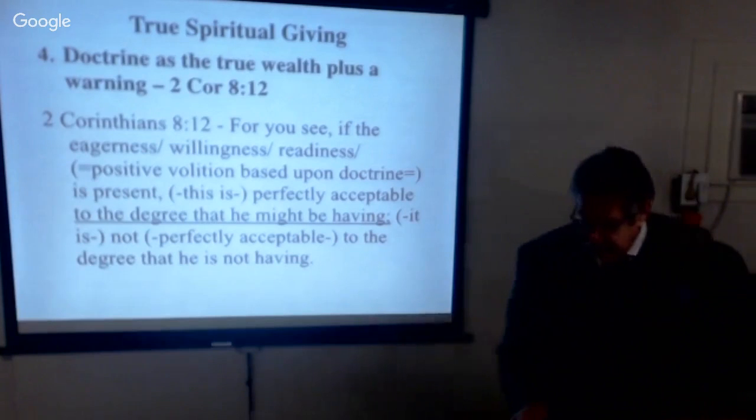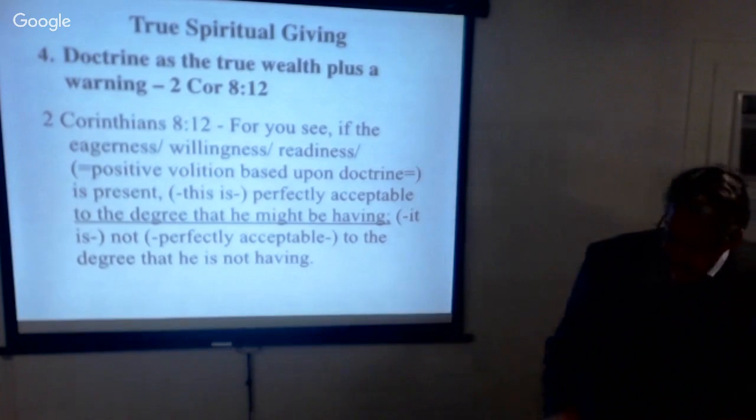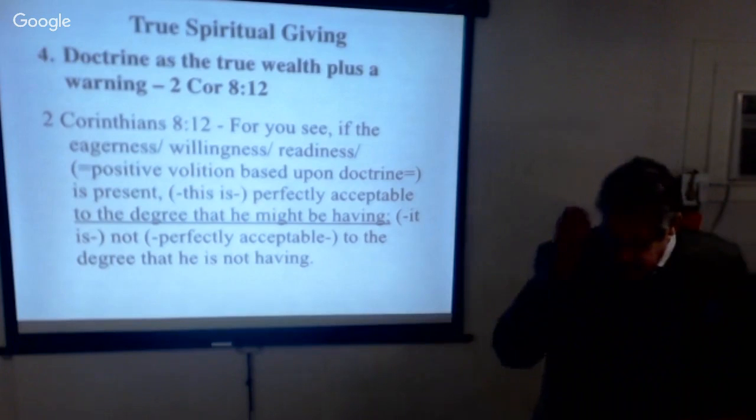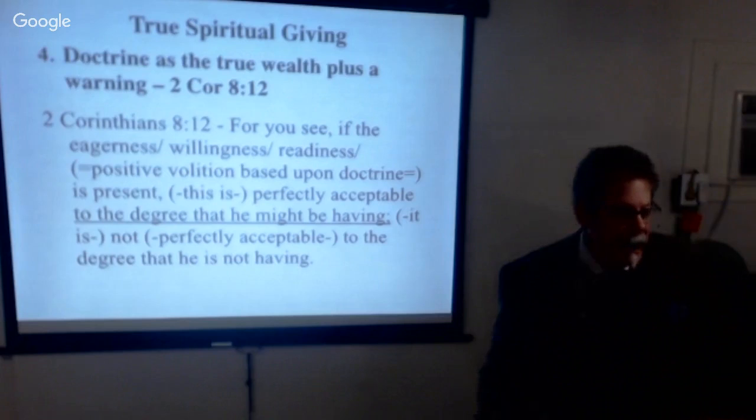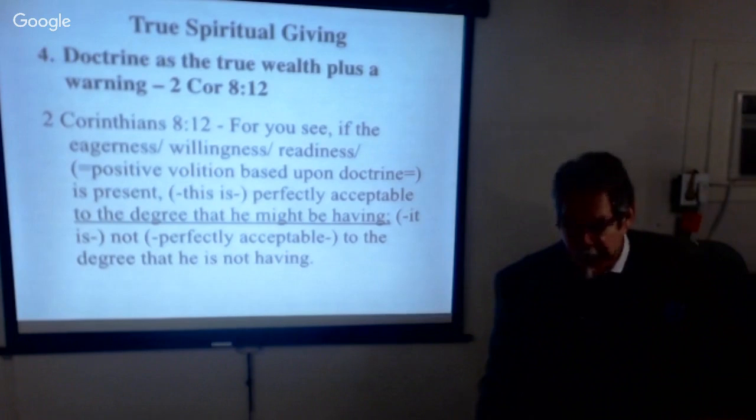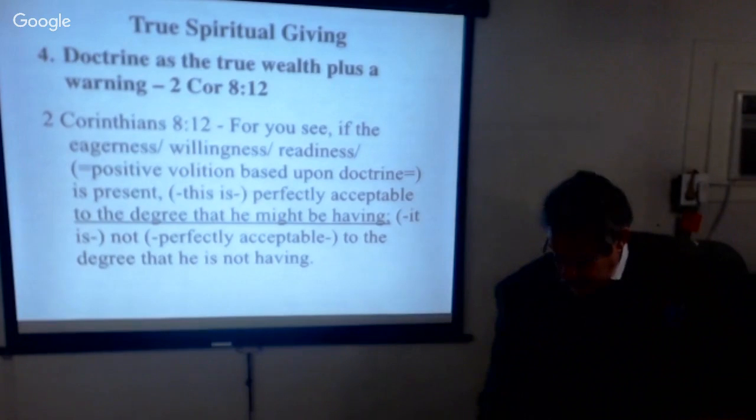Okay, true wealth, plus a very important warning. It says, for if the eagerness, willingness, readiness, and that all sums up to positive volition, is present, this is perfectly acceptable. We have a very emphatic part: to the degree that he might be having. In other words, you can't give what you don't have. And that's what it says next. It is not perfectly acceptable to the degree that he is not having. If you try to give what you don't have, you're destroying the whole concept of the memorial.